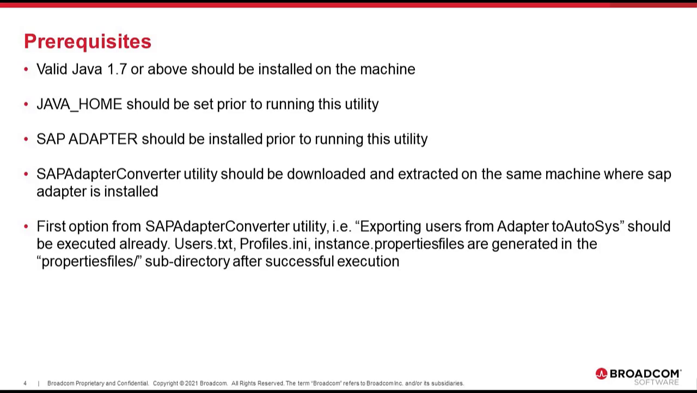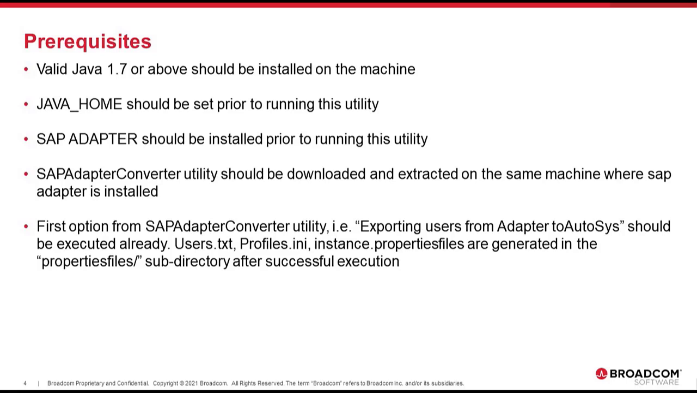Utility. The first thing is that on the machine where we are running the adapter utility, it should have Java 1.7 or above. The second thing is before executing the conversion utility, you should have the Java home environment variable set. The third thing is before running the conversion utility, you should have the SAP Adapter downloaded on that machine and installed on the same machine. The SAP adapter can be downloaded from this particular link that I have shared in this document.